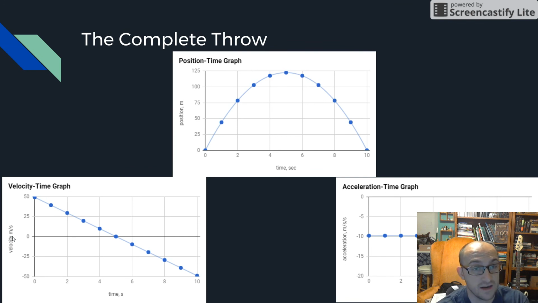If you look at the position time graph, I see the same thing. I start at a height of 0 at a time of 0. My highest point is 5 seconds when the velocity is 0. And then double that. So if my highest point is at 5 seconds, I'm going to hit the ground again at 10 seconds, at double that.